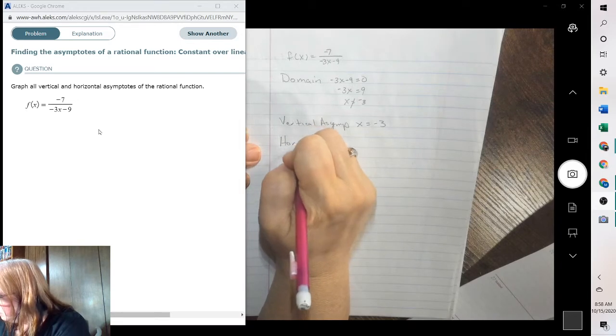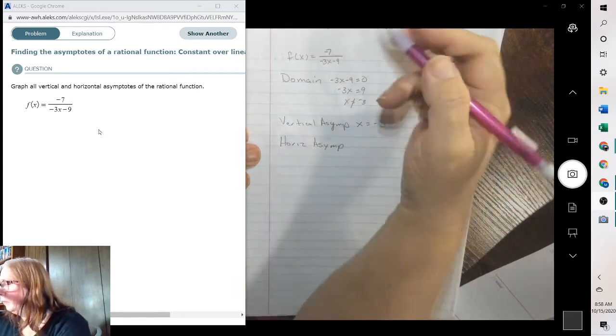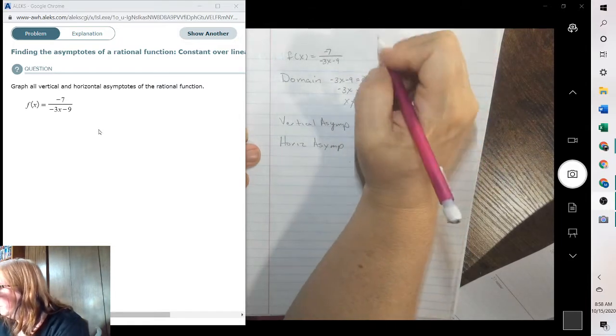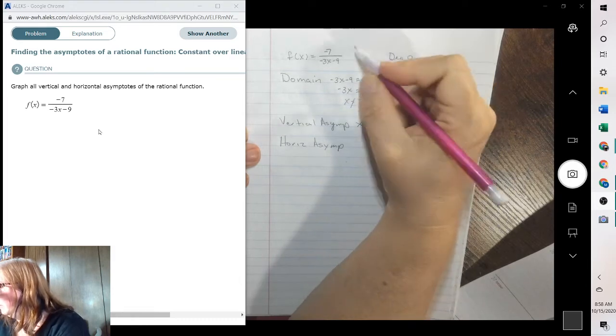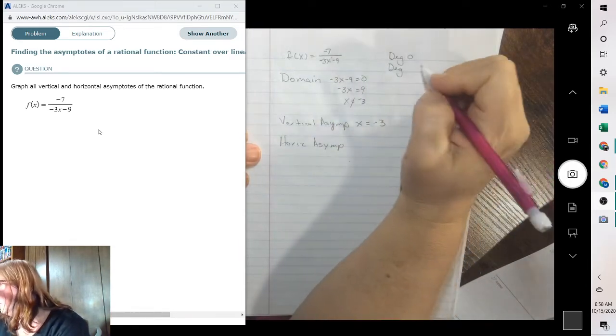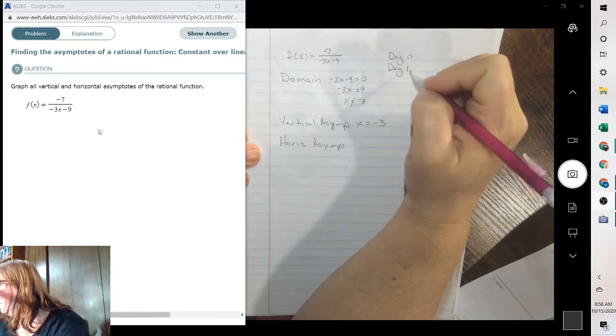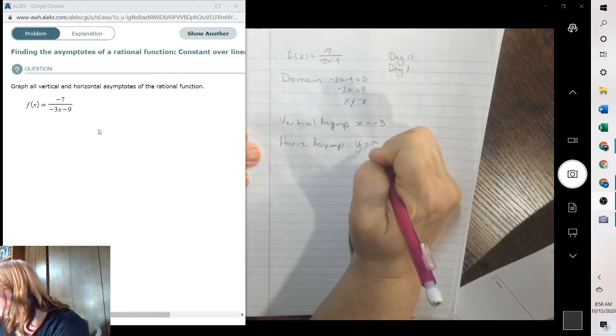Horizontal asymptote, we look at the degree, and the degree on the top is 0 because it's a constant. The degree on the bottom is 1 because it's x to the first power. When the degree on the bottom is larger, the horizontal asymptote is y equals 0.